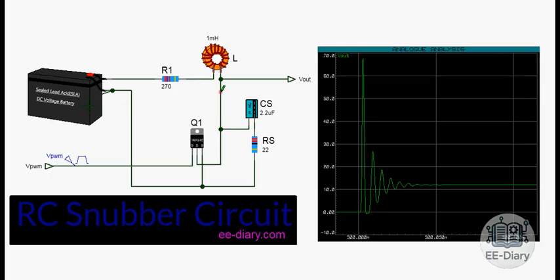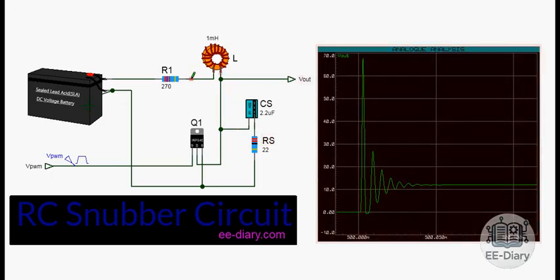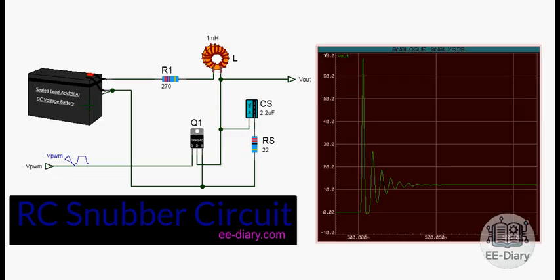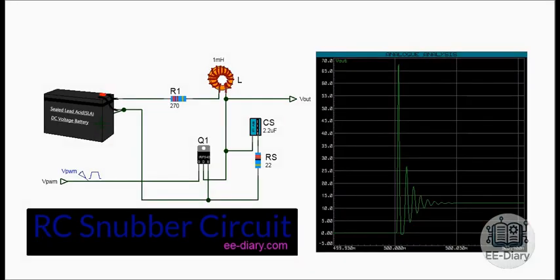These voltage spikes, known as transients, occur when the current through an inductive load is suddenly interrupted. Without a snubber circuit, these spikes can exceed the device's voltage rating and cause failure.